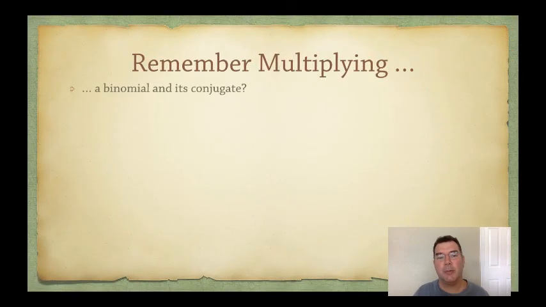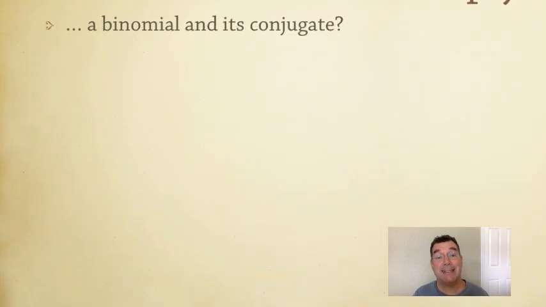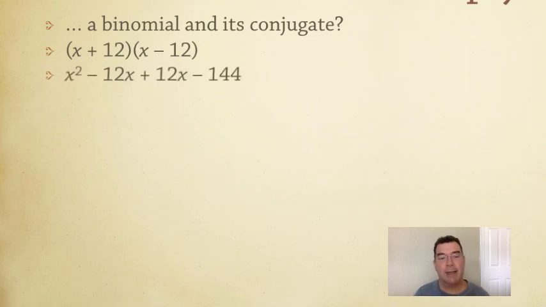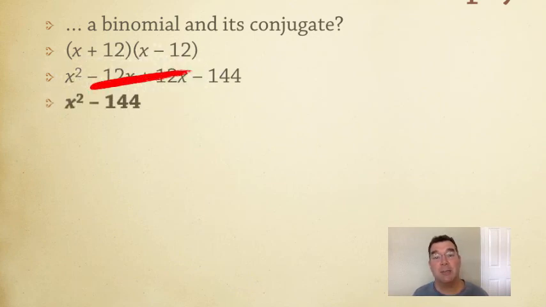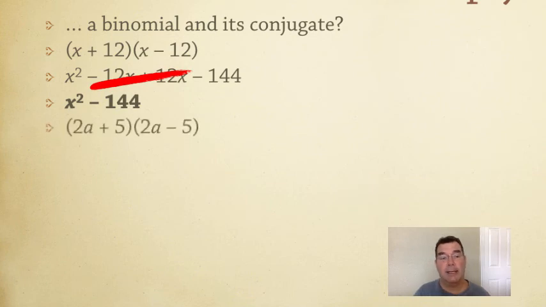So I want you to remember multiplying a binomial and its conjugate. We talked about that in a previous chapter. So if I had x plus 12 times x minus 12, that would be x squared minus 12x plus 12x minus 144. And if you remember, those x's in the middle could cancel out, and I would be left with x squared minus 144.